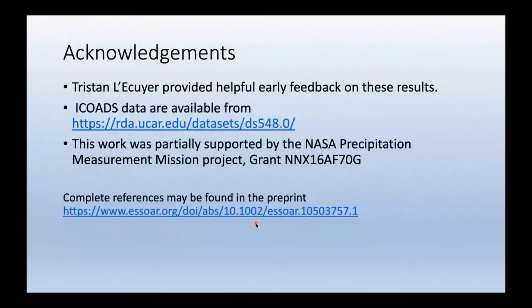Just to acknowledge Tristan for his early helpful feedback on these results, and of course the fact that he inspired me to do this analysis in the first place. This is work that is kind of the final thing I'm doing under an expiring grant under the Precipitation Measurement Project, which is satellite-based, but this is in some way connected. And if you want references to the work that I cited in this talk, you can find them in the bibliography for the paper in the preprint.